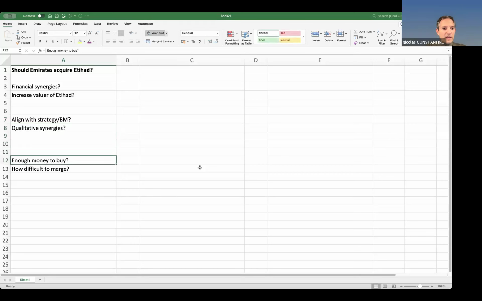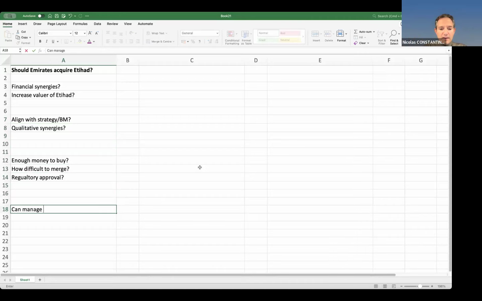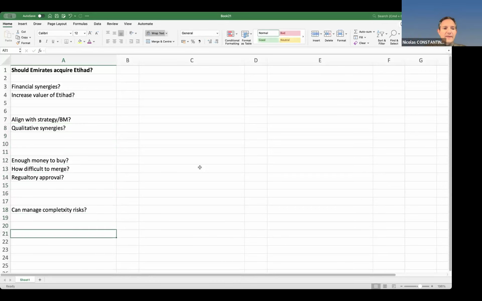Is it feasible? Okay, regulatory approval. Good. Can we get that? Probably what it means here is you have the two sheikhs who drink tea and decide together. But yes, can we manage the complexity risks, etc.? And let me give you one more: are there better options?